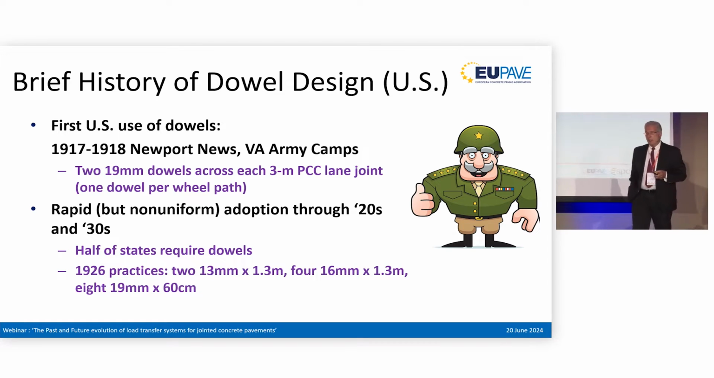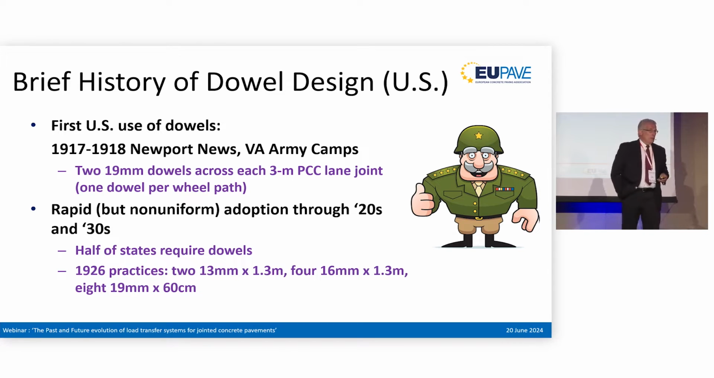By about 10 years later, half of the states in the United States were using dowel bars in their pavements. We didn't really know how to design them. There was not a lot of good theory for doing this at the time, so you can see that there were a lot of very different practices. Different numbers of bars, 2 bars, 4 bars, 8 bars, different diameters ranging from 13 millimeters to 19 millimeters, and different lengths of bars ranging from about 60 millimeters to twice that.